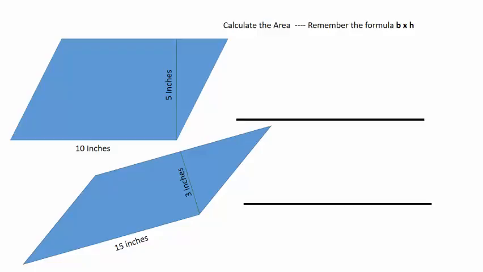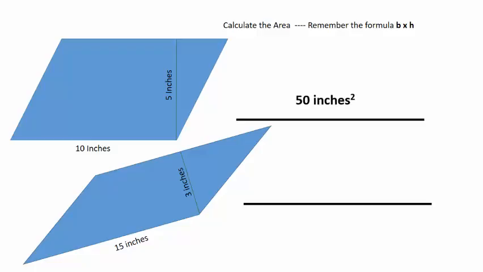So here we have a parallelogram that's 10 inches by 5 inches. So what are we going to use for the area for that? 10 times 5, right? Base times height. What do you come out with? I come out with 50 square inches.